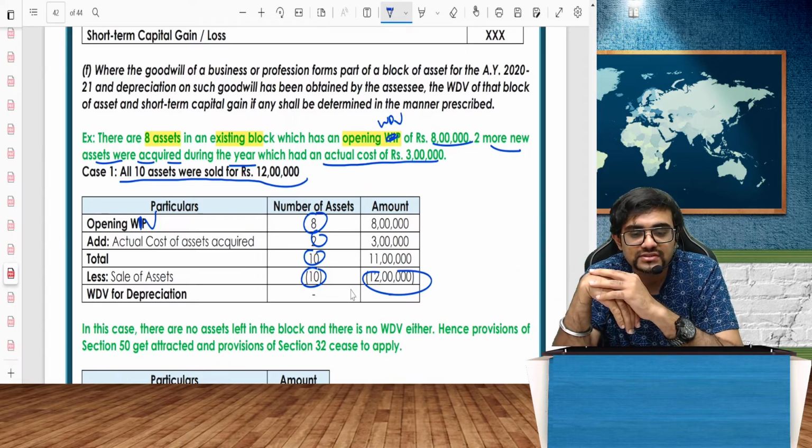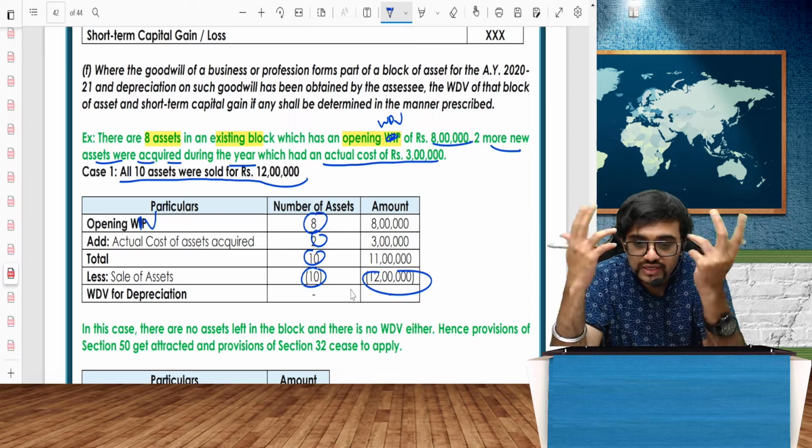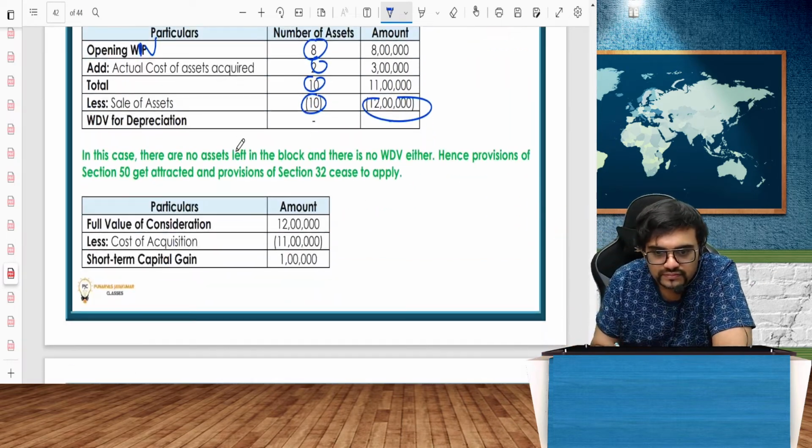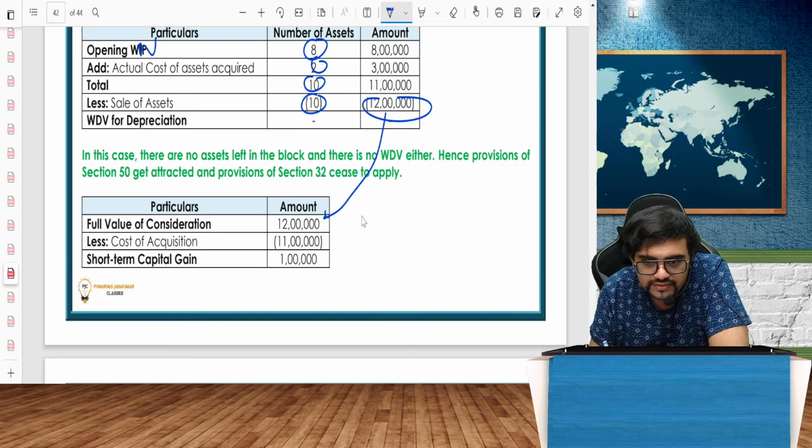In this case, no assets are there. Value also is not there. So capital gain will come. So if you see, full value of consideration 12 lakh, cost of acquisition 11 lakh, short-term capital gain 1 lakh. Next.